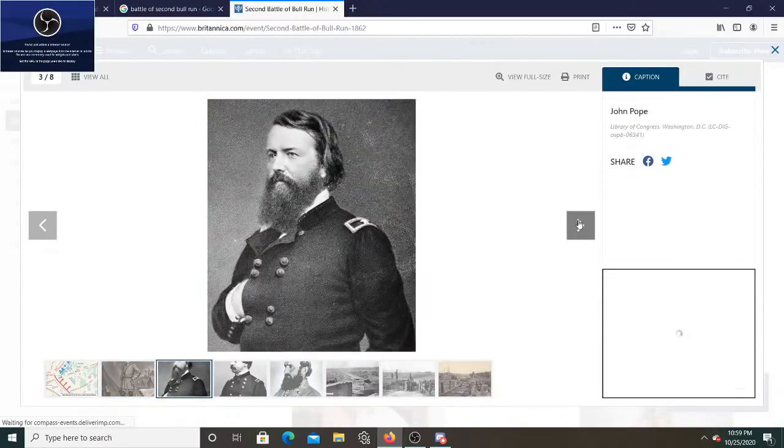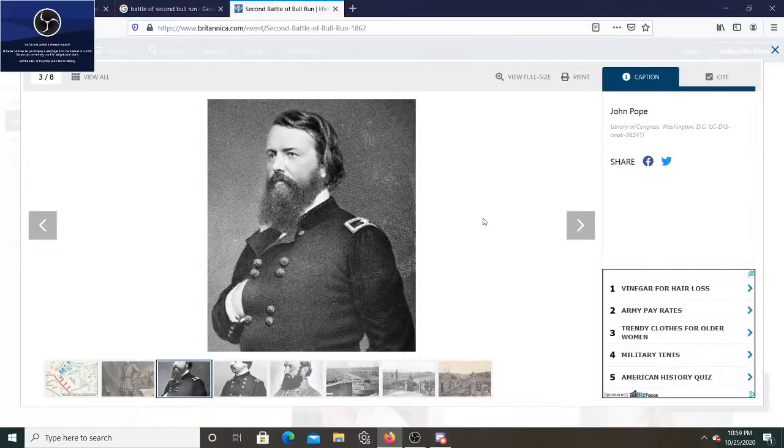But by the war's end, he's once again commander of the Department of Missouri, which at that point is a very important position, because as the war's ending, if the war would drag out anywhere, it would drag out in that region. And of course, after the war, he has a variety of high commands. So while Pope's career didn't turn out the way he wanted, honestly, he probably got away pretty easy.